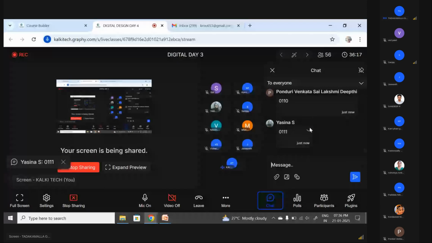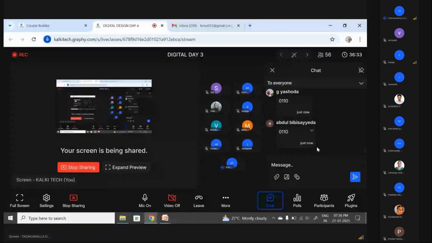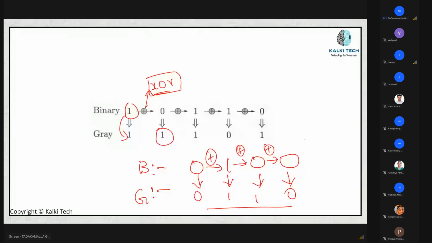So let's see. It is 0, and 0 XOR 1 is nothing but 1, and 1 XOR 0 is nothing but 1, and 0 XOR 0 is nothing but 0. So 0110 is our answer. Everyone agree with me? Yes.